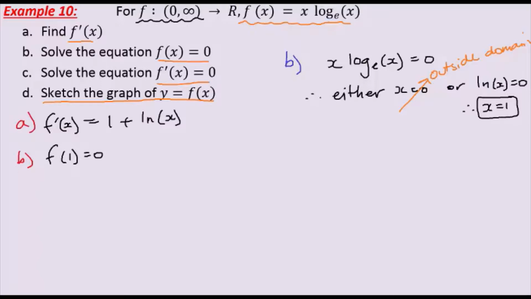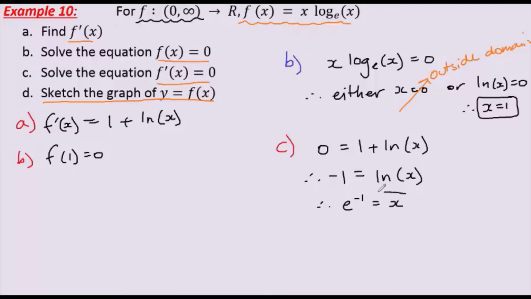Next, I'm going to do part C. I need to solve this equation to set it to 0. So I'll say, therefore, 0 equals 1 plus log of x. So therefore, negative 1 equals log of x. And therefore, we're going to take the exponential on both sides. So x is e to the negative 1.